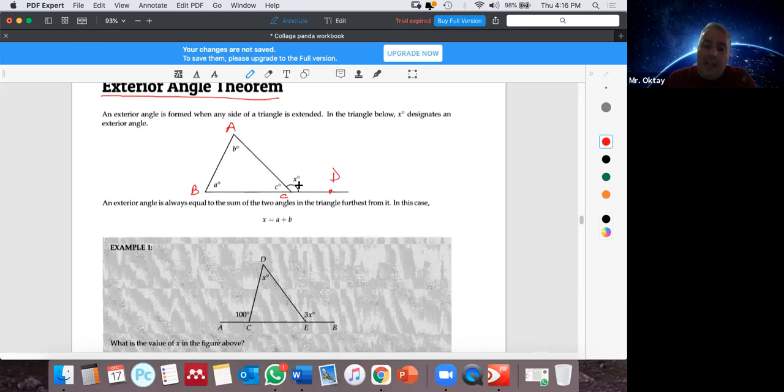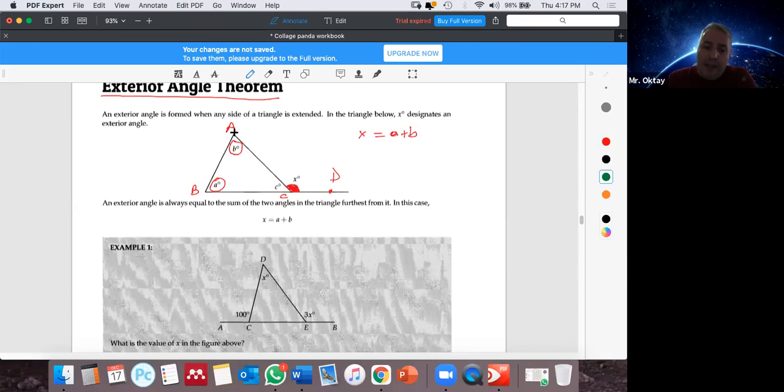okay, now this angle is outside of the triangle, and it's adjacent to vertex C, okay? And we say that the measure of this angle, which is angle X, is equal to the sum of the non-adjacent two interior angles, which are B and A. X is equal to A plus B.